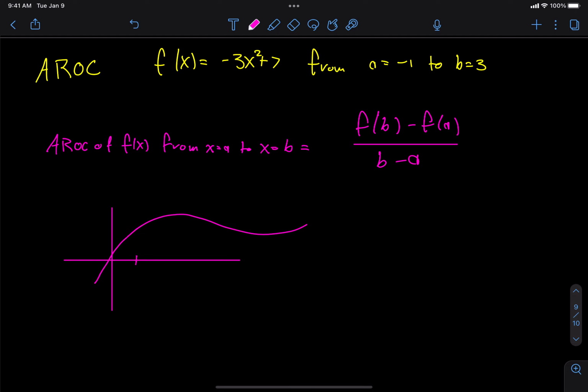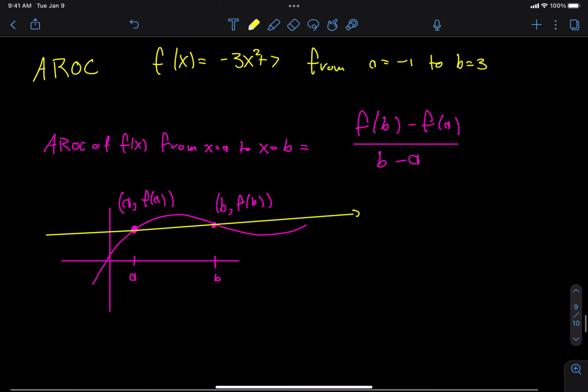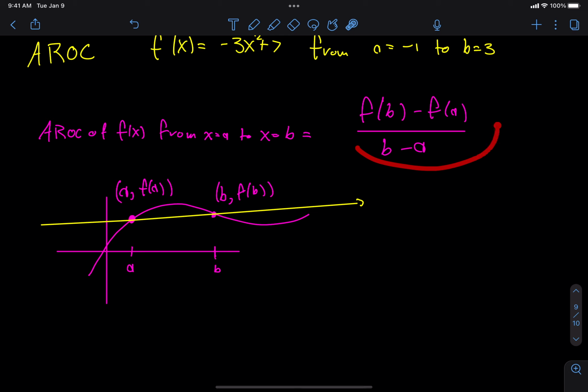that if you plug in a, you go to the point a comma f of a, and you draw a line from that point to another point. This point is the point b comma f of b. And if you were to draw a line passing through these 2 points, then the slope of that line would be this number. Agree?